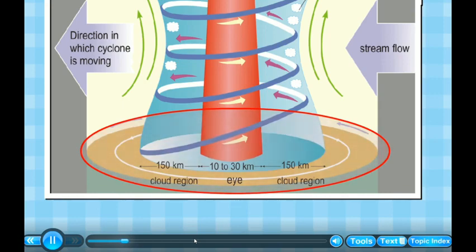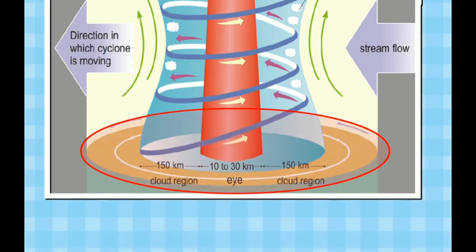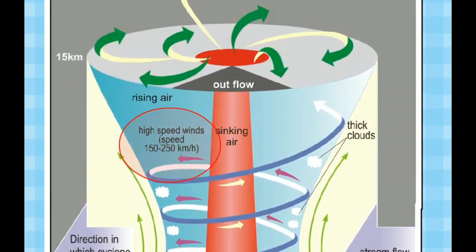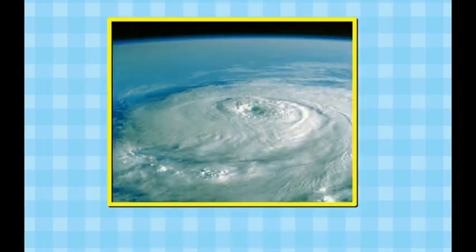Around this calm and clear eye of the cyclone, there is a cloud region of about 150 kilometers in size. In this region, there are very high-speed winds having a speed of 150 kilometers per hour to 250 kilometers per hour, which are moving in circles around the eye. In this region, there are also thunderclouds which produce heavy rain. Away from this region of clouds, the wind speed gradually decreases.